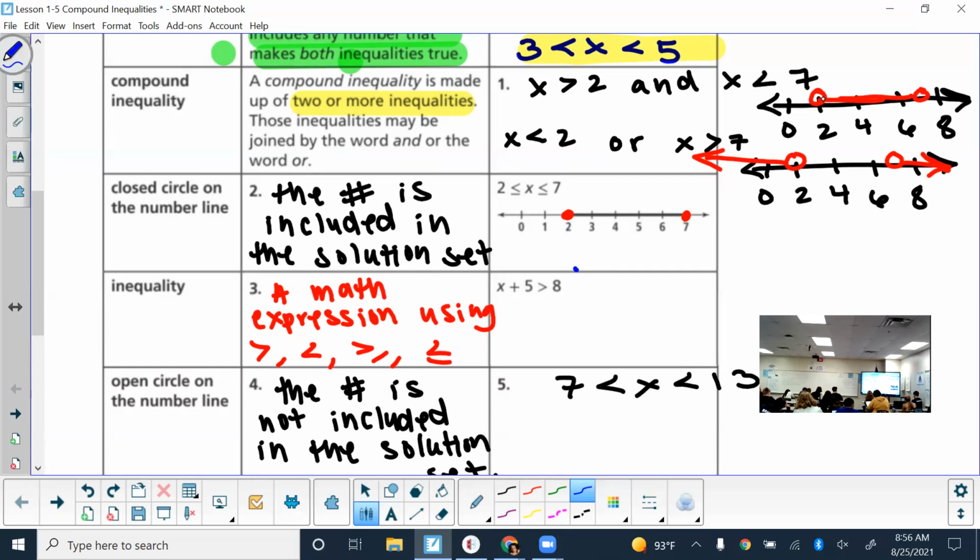All right, now closed circle on the number line. What does that mean? It means equal to, so it means that the number is included in the solution set. All right, we kind of talked about that yesterday. Here's just another example. The number is included in the solution set.